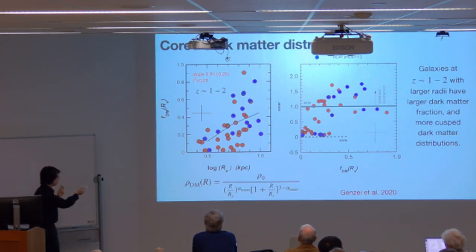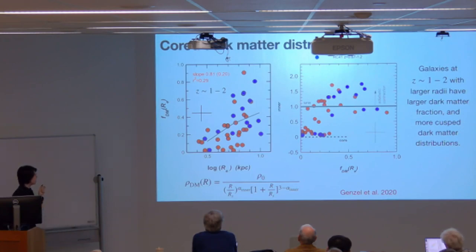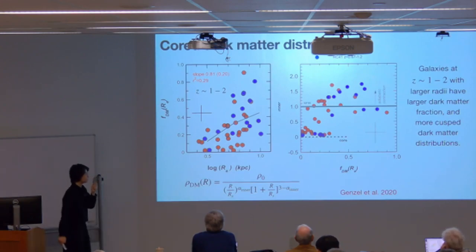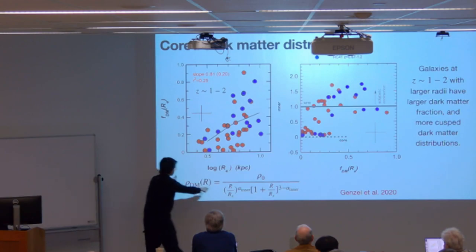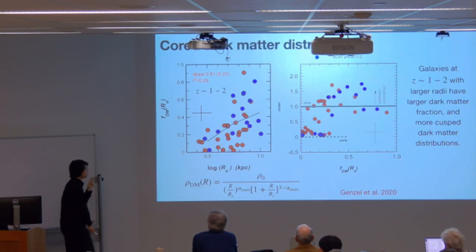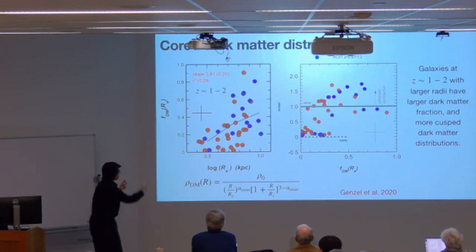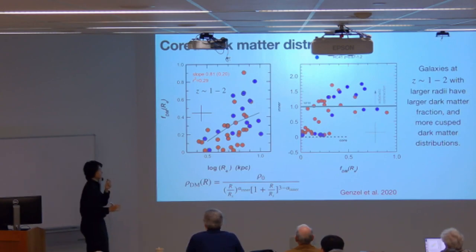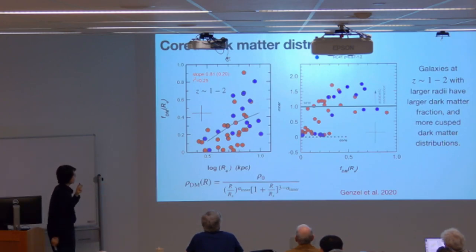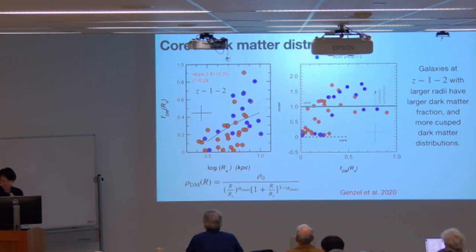It is work from Genzel 2020, who did kinematic modeling of some z equals 1 to 2 galaxies. They also calculate and see a similar relation, that galaxies with larger radii have higher dark matter fraction, and they also fit the slope of the dark matter profiles. Here there's a parameter alpha to parameterize the concentration of the dark matter profile. Alpha equals 1 means the NFW, and higher alpha values mean the distribution of dark matter is more cuspy. What they see is that galaxies with high dark matter fraction also have a more cuspy distribution of dark matter. So is this also true for the local galaxies, for the MaNGA galaxies?